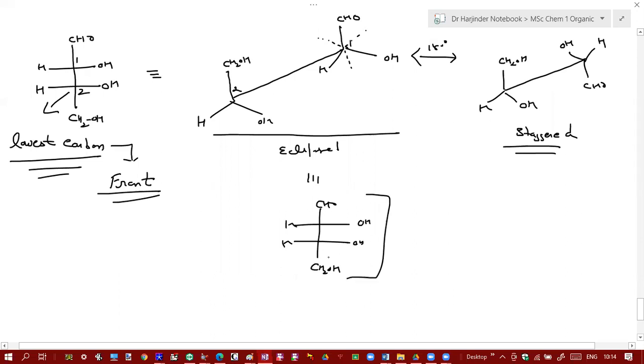And how will you convert Fisher projection into Newman projection? In Newman projection, again, your lowest carbon is the front carbon represented by a dot, the back carbon is a circle, and it gives rise to eclipsed conformation. So you have to draw eclipsed. What should you write on top over here? CH2OH. This is your front carbon and this is your back carbon, CHO. And then anything on the right side, anything on the left side.